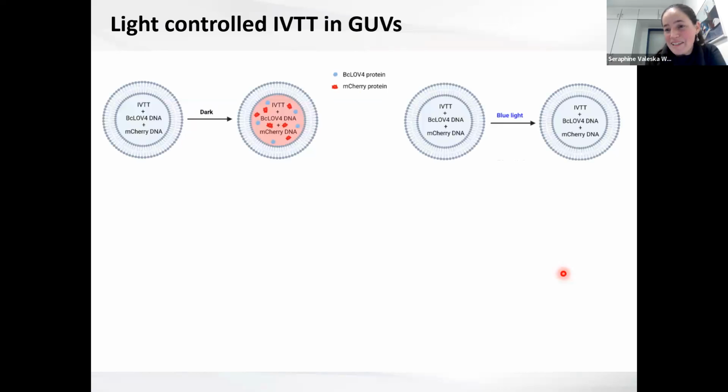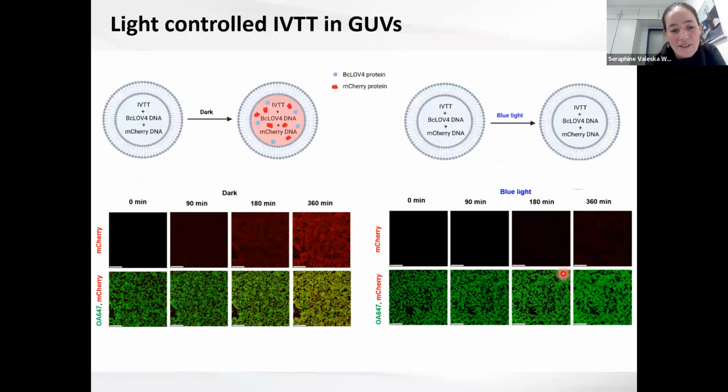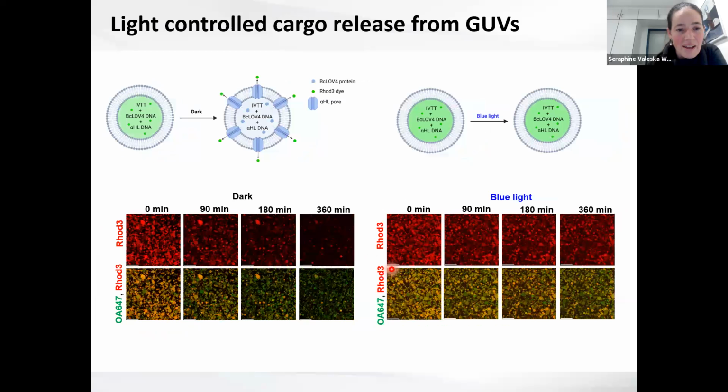But then why not encapsulate this into lipid vesicles? And so we could see that in the dark, we can have protein production, like here the production of mCherry. But if we incubate these synthetic cells, these liposomes under blue light, we see no protein production whatsoever.